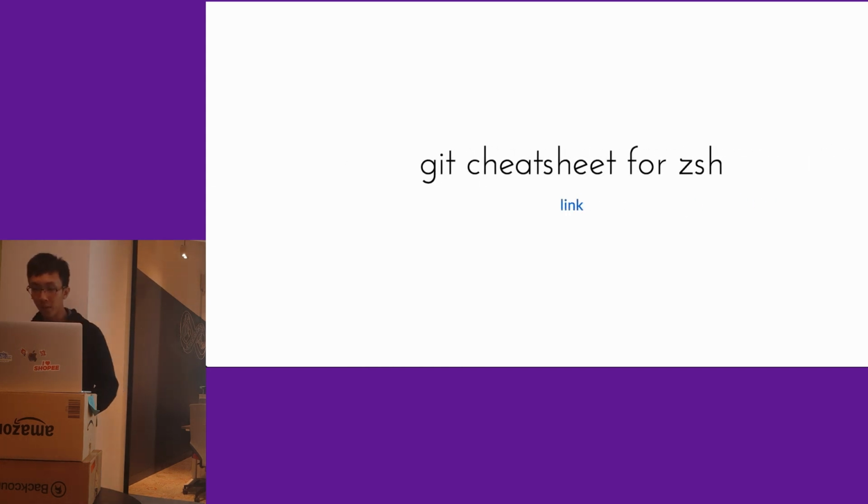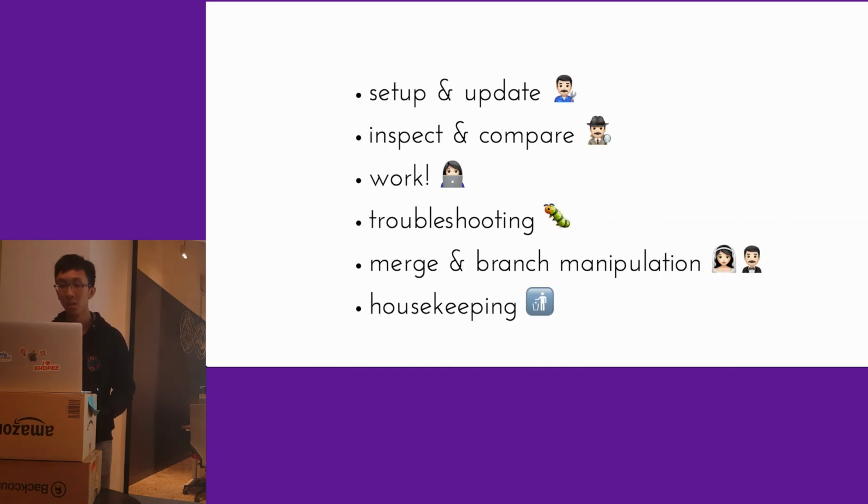So here we go. First of all, I use ZSH as my terminal shell, and there are Git shortcuts for the terminal. There's a link that shows the Git shortcuts, and I will list them along with the slides with the Git commands. What I'm going to share today, I break down into 6 different parts: how I set up and inspect, compare, work on features, and troubleshoot if there are any problems, as well as merge, branch manipulation, and housekeeping.